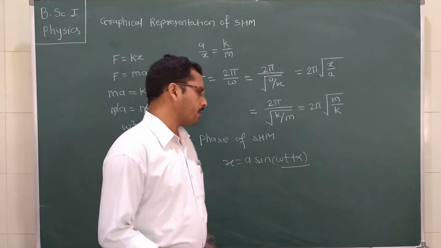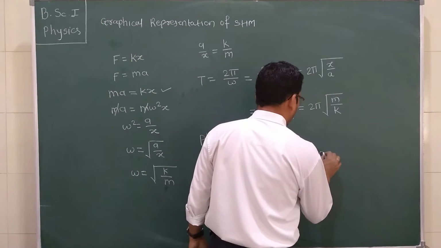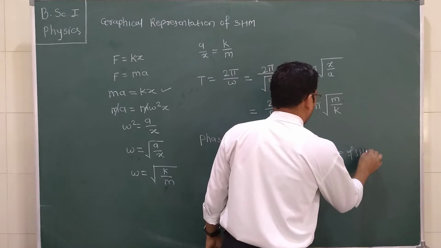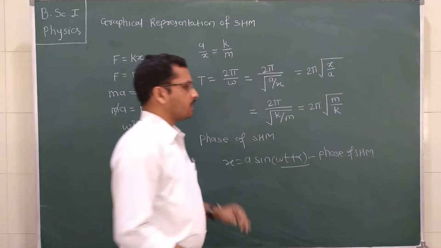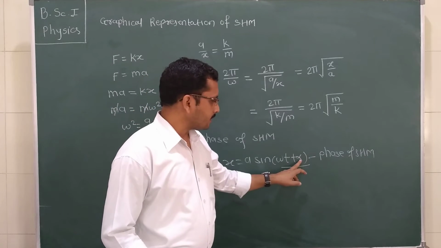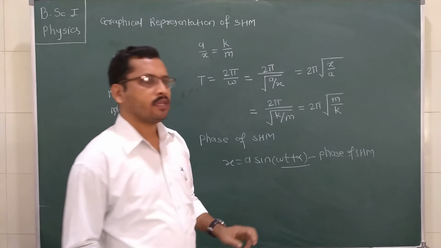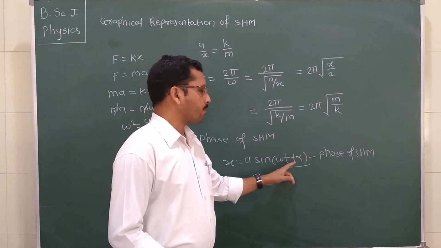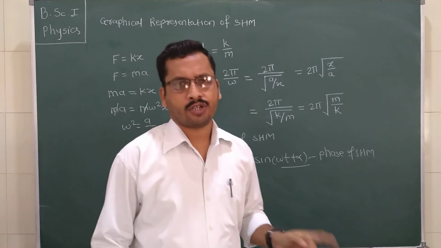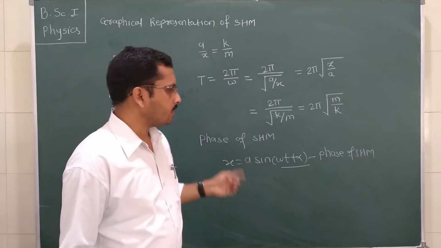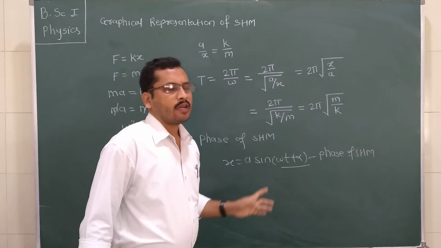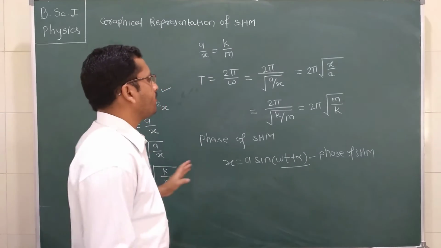So this omega t plus alpha is called the phase of the SHM, which denotes the displacement after time t. Here alpha is the initial phase, which shows whether the particle is starting from the mean position or from the extreme position. In this way, the phase of SHM describes the displacement and direction of a particle performing simple harmonic motion.